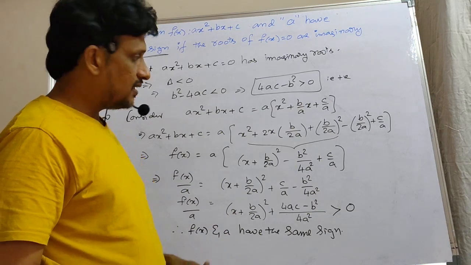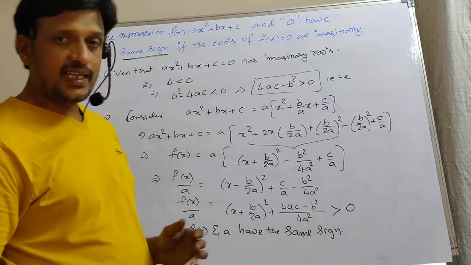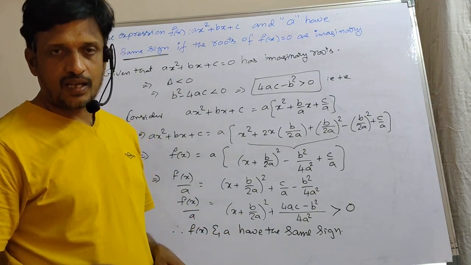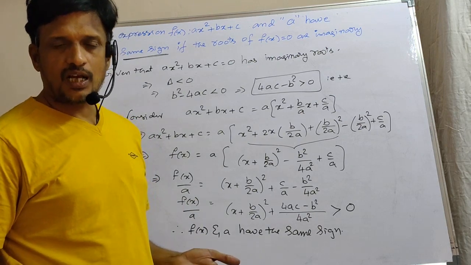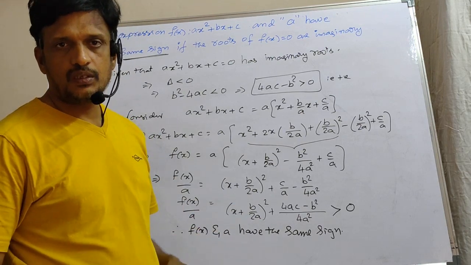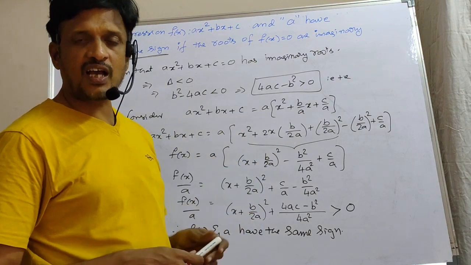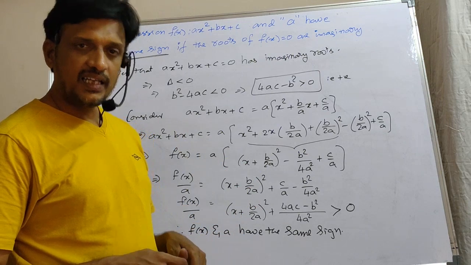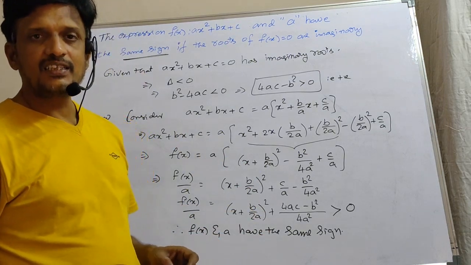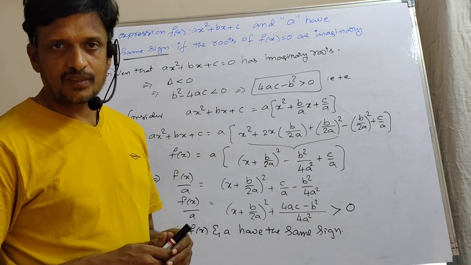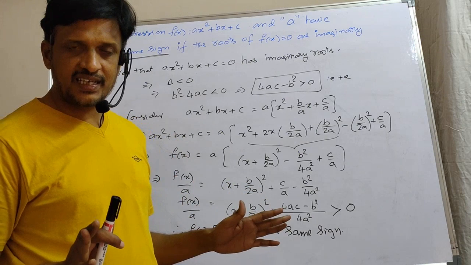Sometimes we will get a few problems like this. They'll give one expression and we have to prove that it is always positive, otherwise it is always negative. That means an expression is either positive or negative for all the real values of x. It is possible only when it has imaginary roots. That means just find the discriminant. If you get any negative value, it means the roots are imaginary.